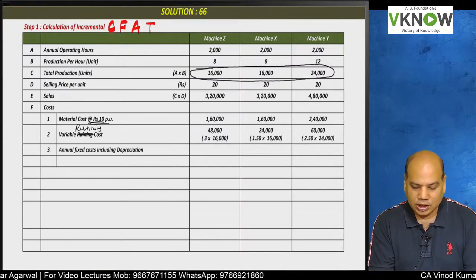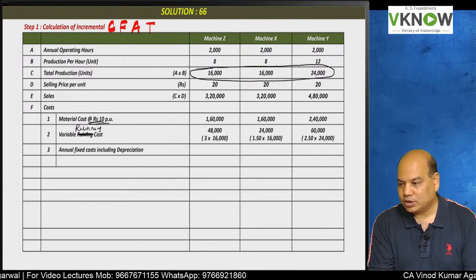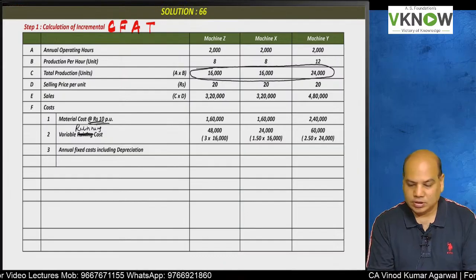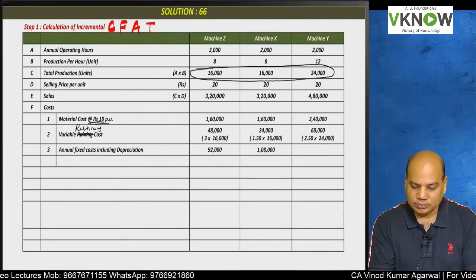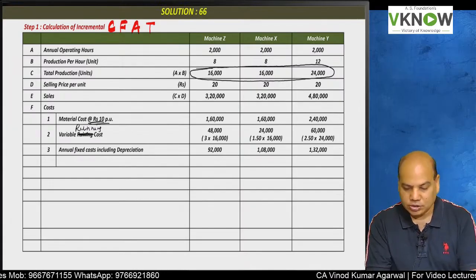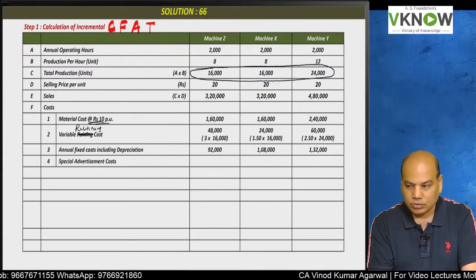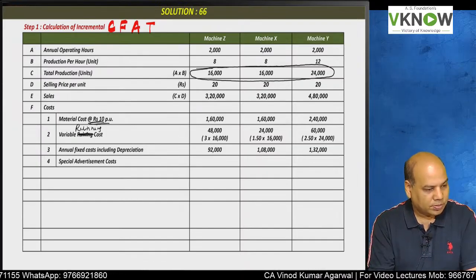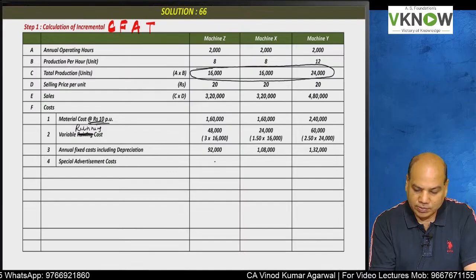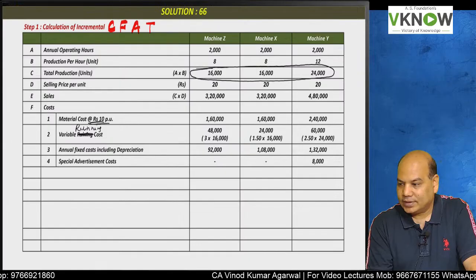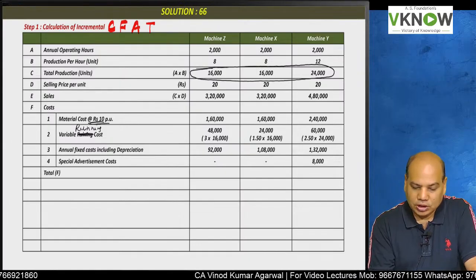Now write down annual fixed cost including depreciation, given in the problem: 92,000, 1,08,000, 1,32,000. Special advertisement cost, written below, is given 8,000. Then total, F means total cost.